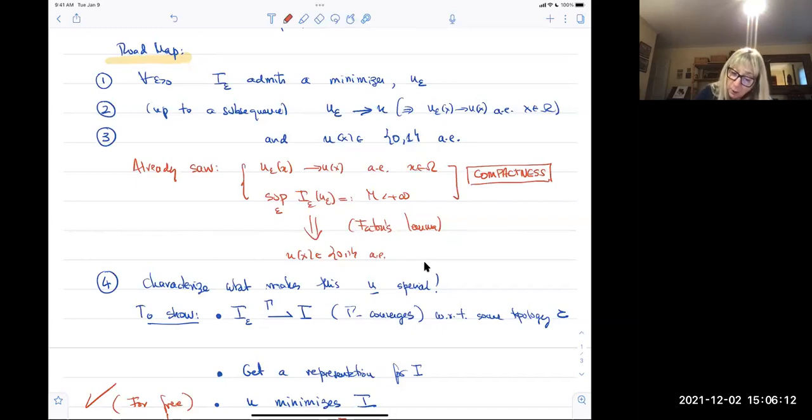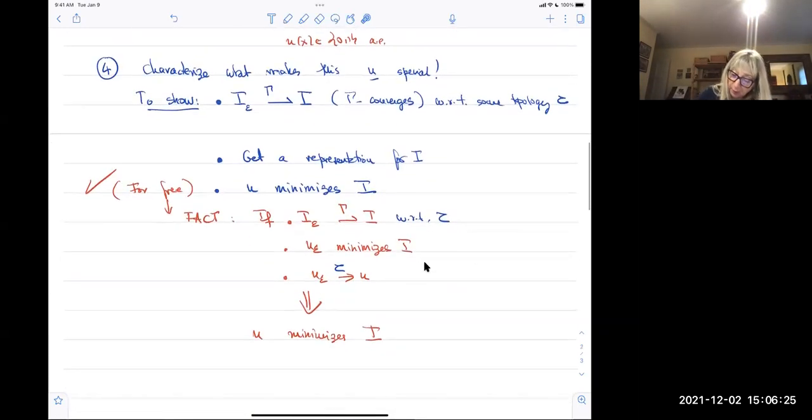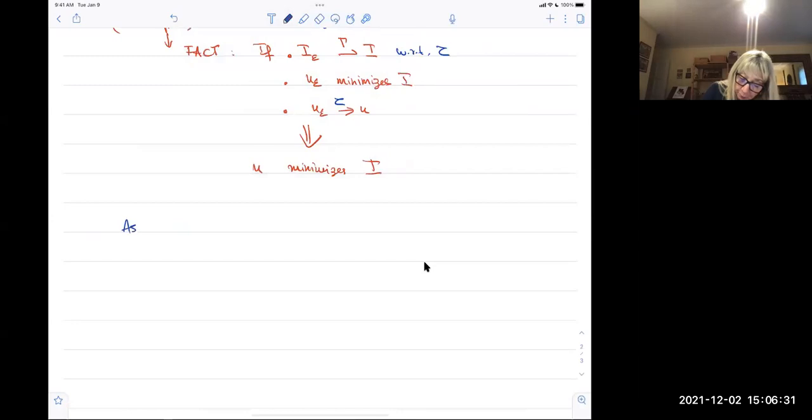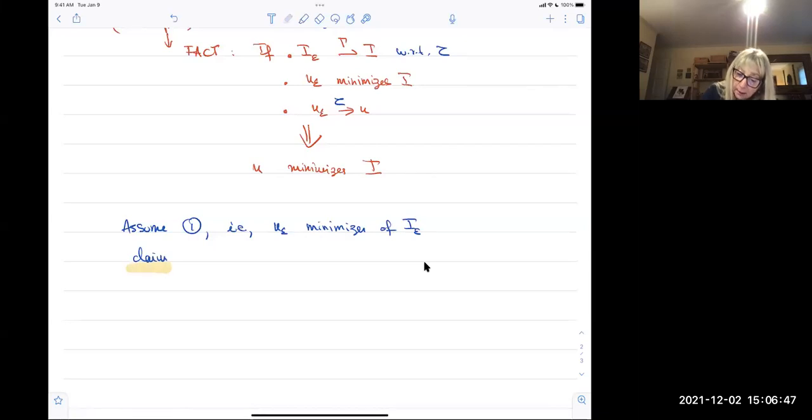So first, I'm going to show this one. I'm going to assume that I have a minimizer, which I didn't prove yet. I will prove it. I'm assuming 1, and I'm going to prove that indeed they are uniformly bounded. So let's start by doing that. Assume 1, i.e. U epsilon is a minimizer of I epsilon.